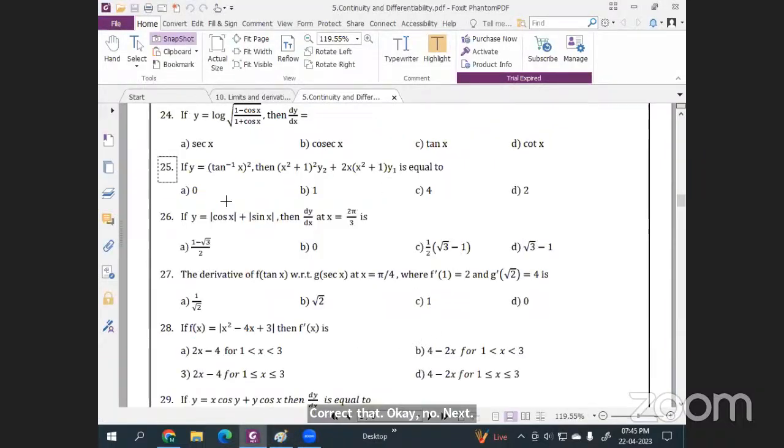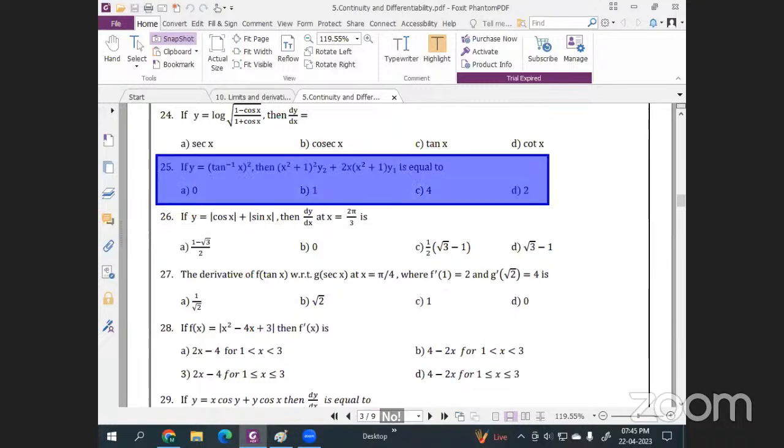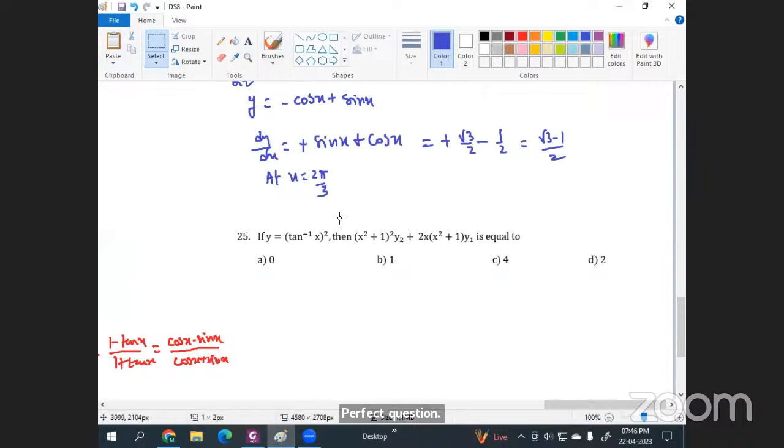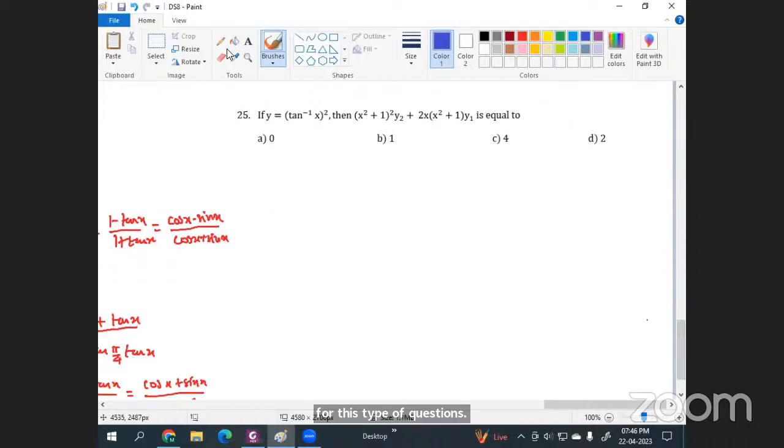Now, the 25th question. Y equal to tan inverse of x whole square, then x square plus 1 whole square into y2 plus 2x into x square plus 1 into y1 is equal to what? I'll go for normal differentiation only. We don't have any shortcuts for this type of question. The same method as in the textbook is what we have to do.